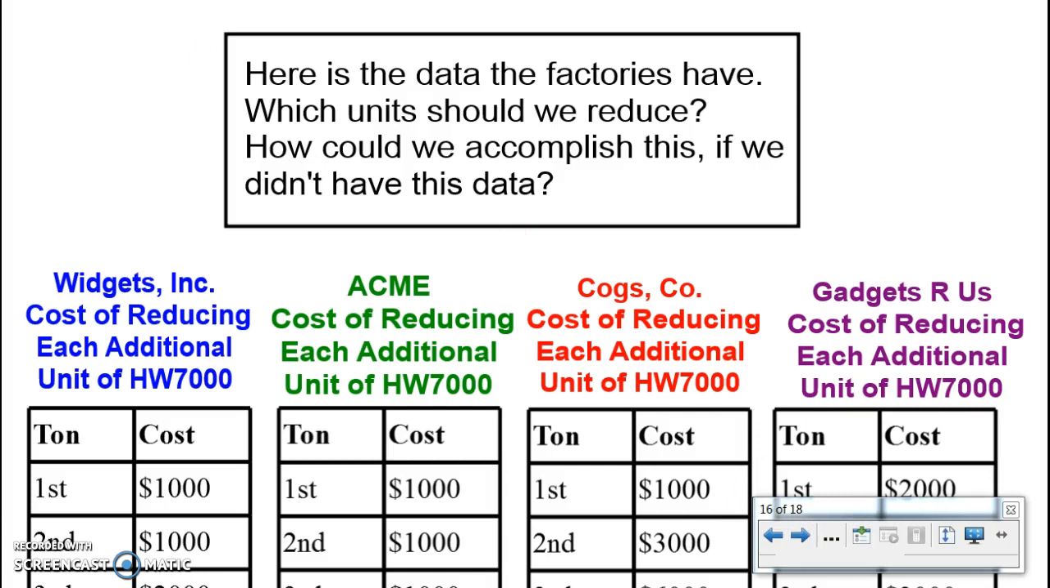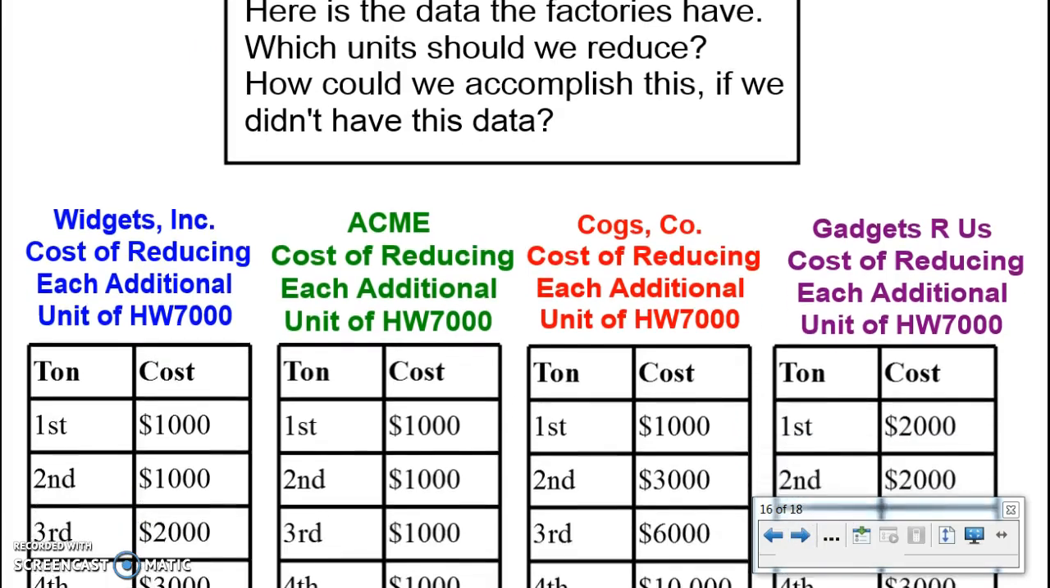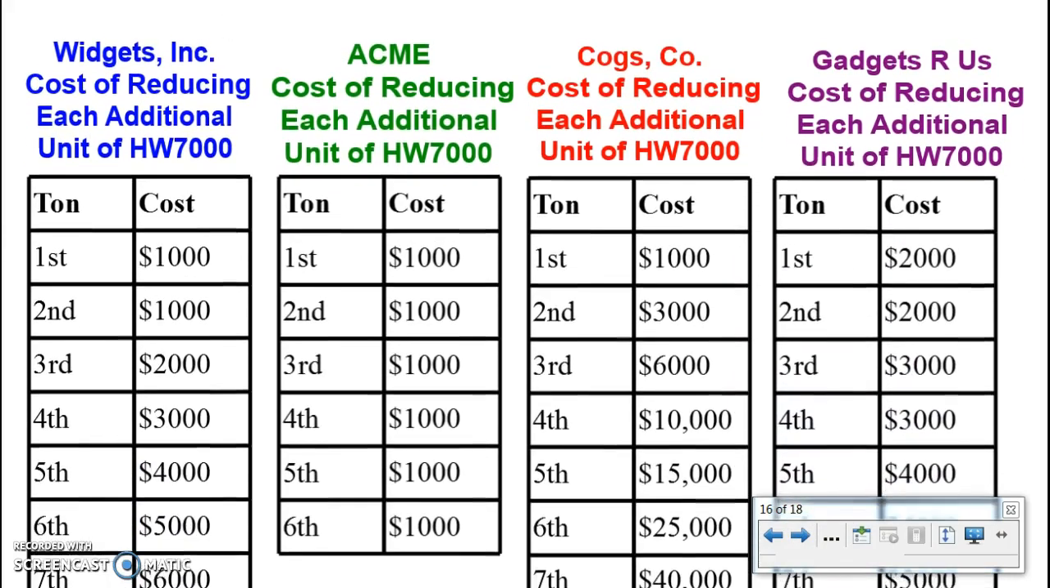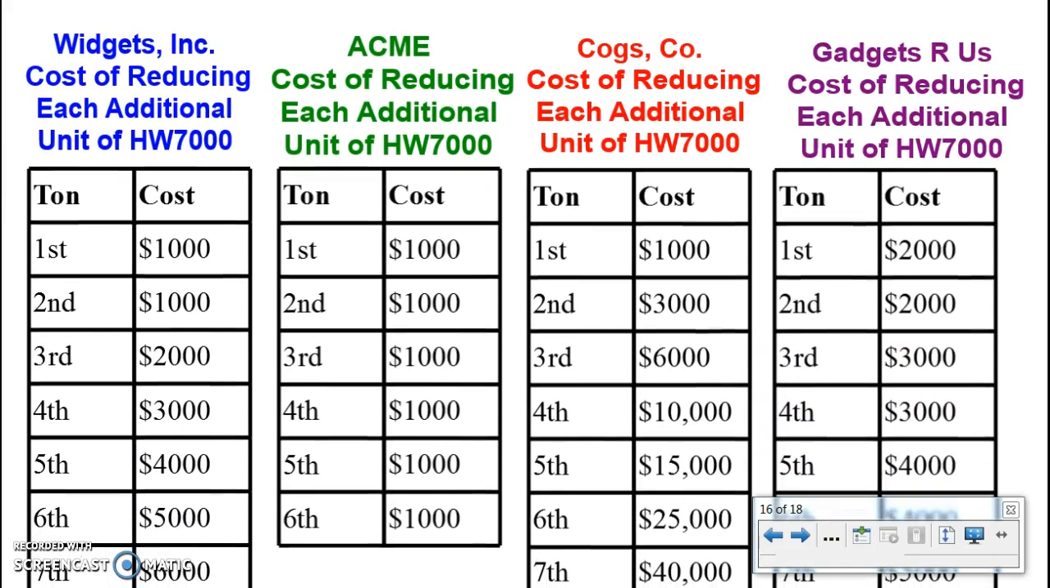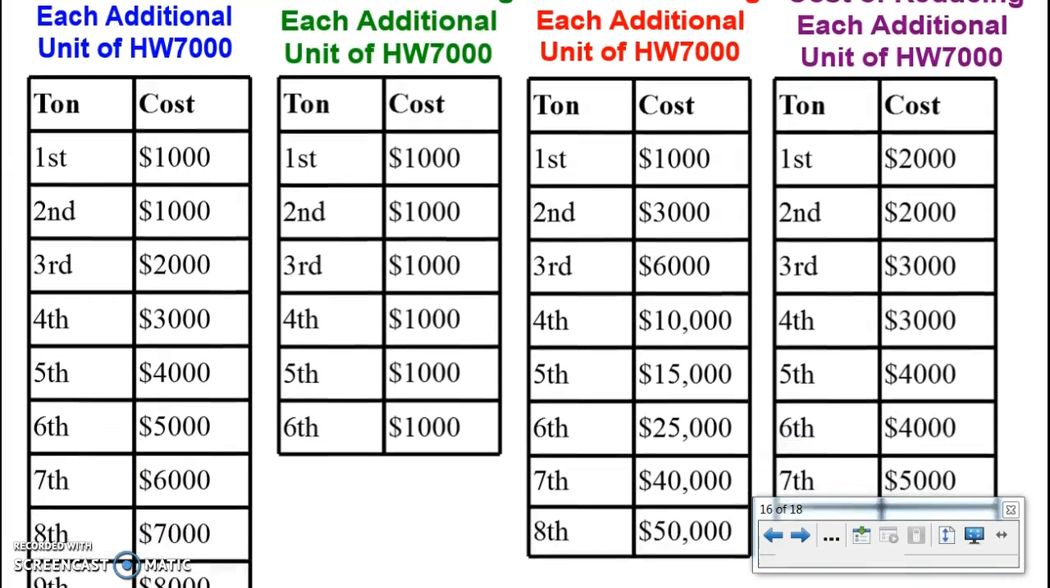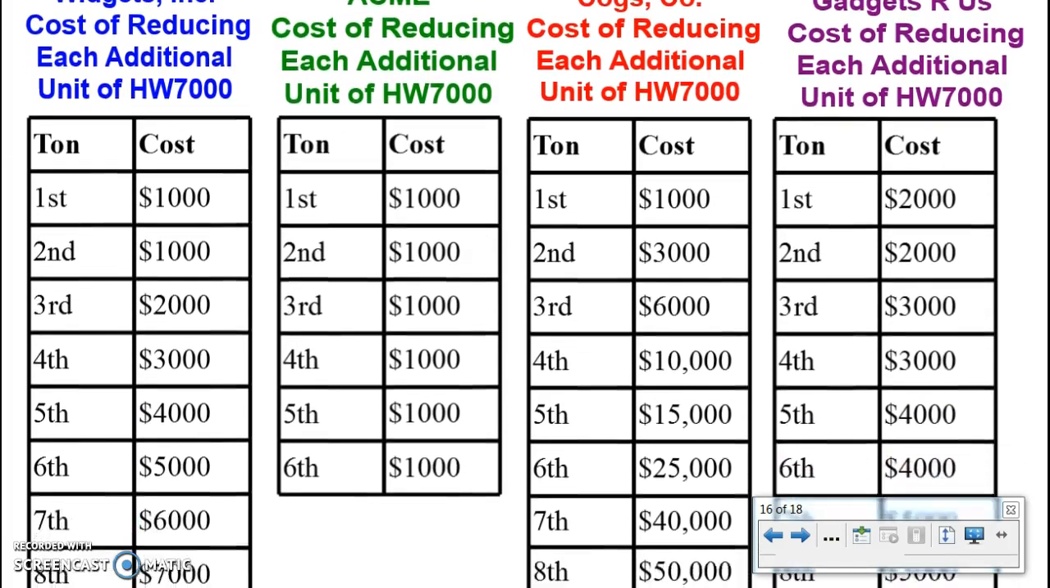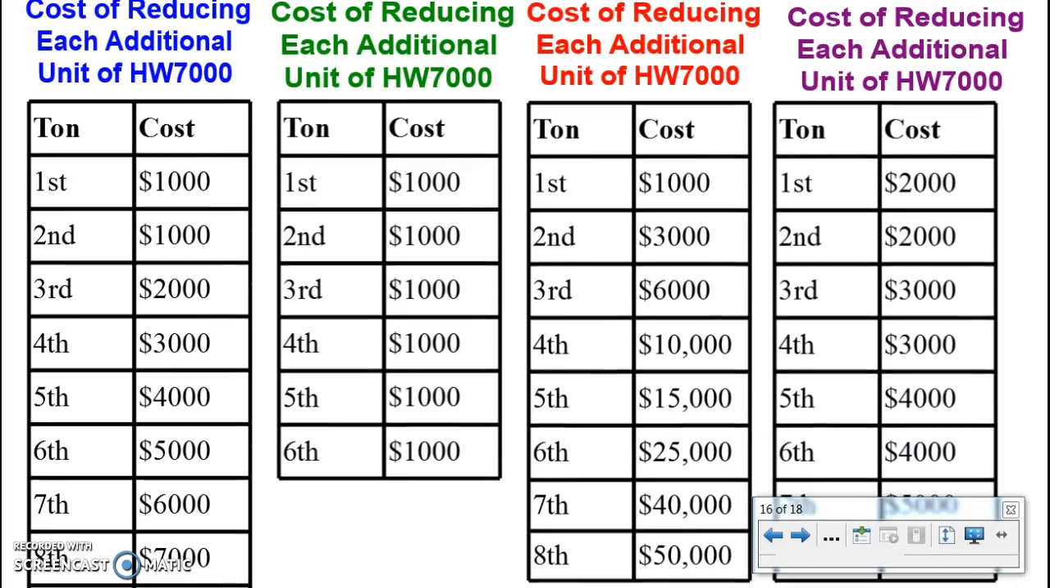If we were doing it as a simulation, we'd have 4 different people, each representing a firm, and they would know the cost of cleanup, how many units of pollution they're emitting, and what it would cost to clean up their pollution. So you can see Acme doesn't have nearly as much pollution as widgets or cogs or even gadgets. Acme has much less, and it would be really cheap for them to clean up their pollution.